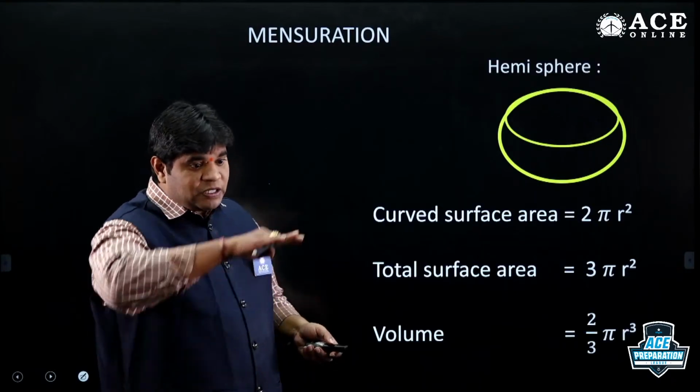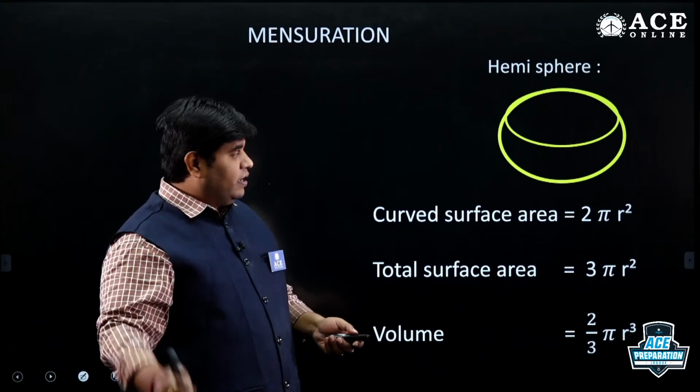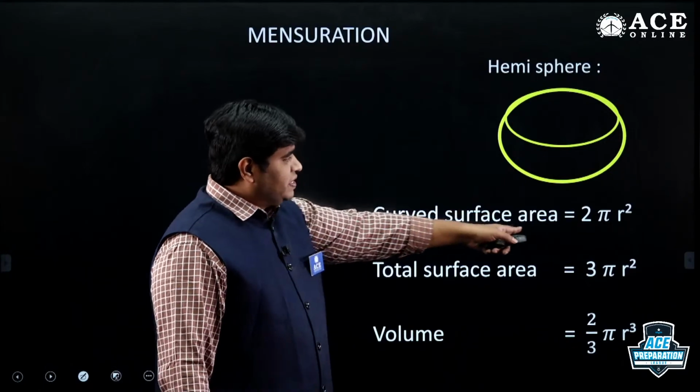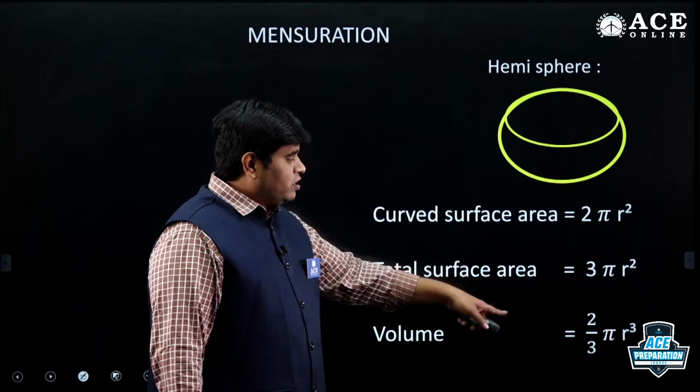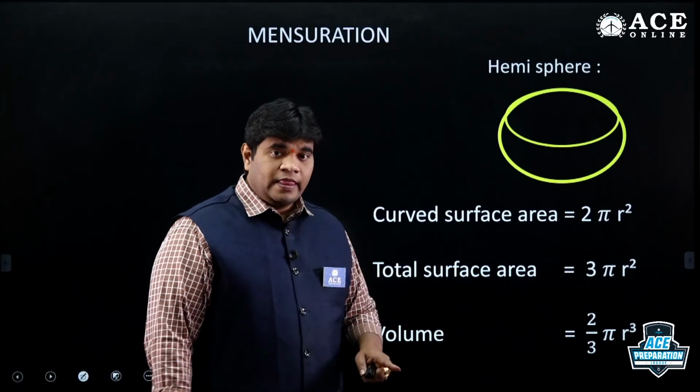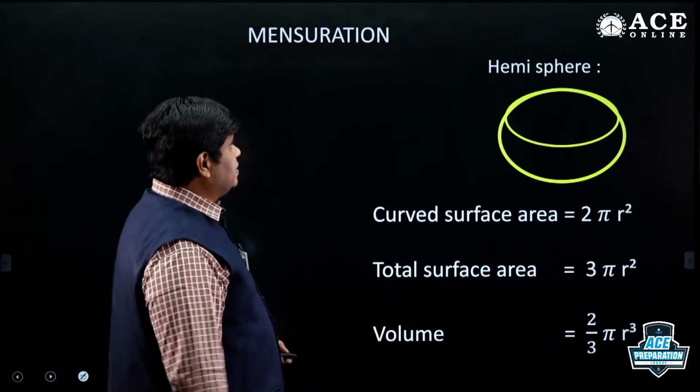Hemisphere. A hemisphere has a lateral surface area. The lateral curved surface area is 2 pi r square. Total surface area 3 pi r square. Volume 2/3 pi r cube. Okay? Next.